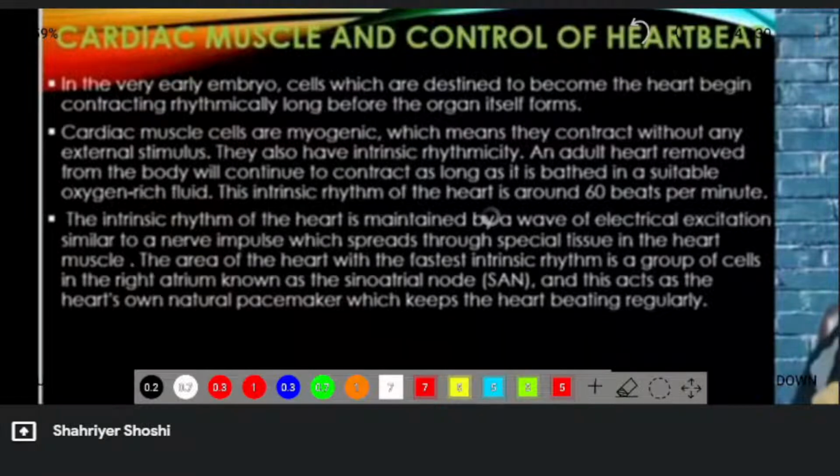Now, on the right atrium, we have a nerve or a node which is called the sinoatrial node. This is actually a natural pacemaker, but sinoatrial node is actually responsible for sending shock waves throughout the heart.